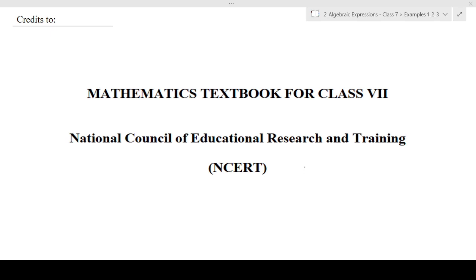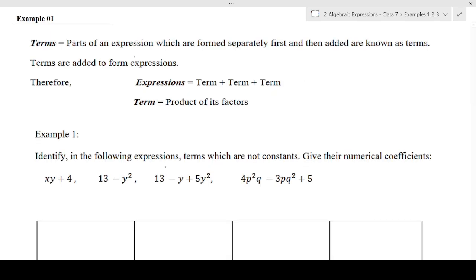In this video, we will learn to solve basic algebraic expression problems taken from the mathematics textbook for class 7 by the National Council of Educational Research and Training. Let us get started. Parts of an expression which are formed separately first and then added are known as terms. So an expression is made up of many terms. You can have a one term expression, two terms expression, three terms expression, four terms expression, and so on.